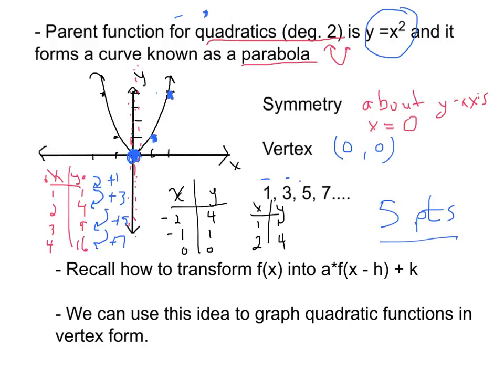Now, recall how to transform a function f of x into the function a times f of x minus h plus k. That's going to look a little bit different. So we can use this idea to transform and to graph quadratic functions in what's called vertex form. So it's not always going to look just like y equals x squared, the parent function. We're going to throw some numbers in there, as per this equation, some extra parameters, and then you're going to be expected to graph it. When this f of x is a parabola, this is going to be known as vertex form. And I'll show you a little bit more about that on the next slide.